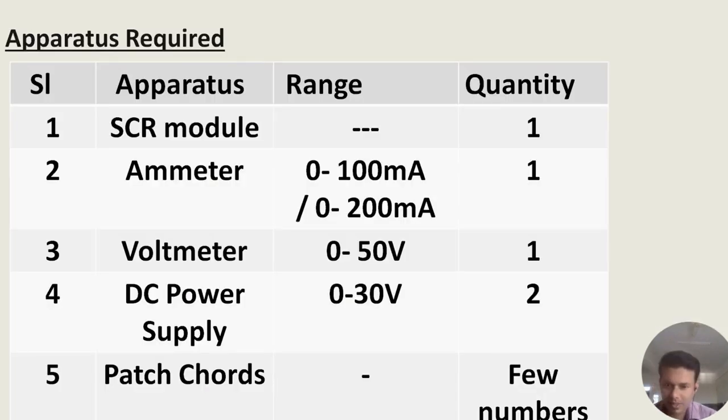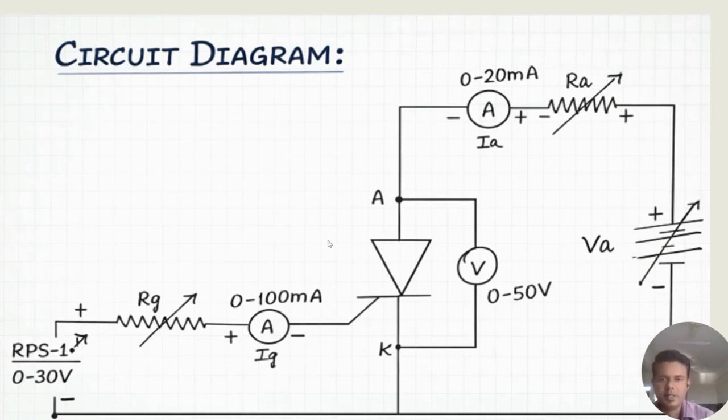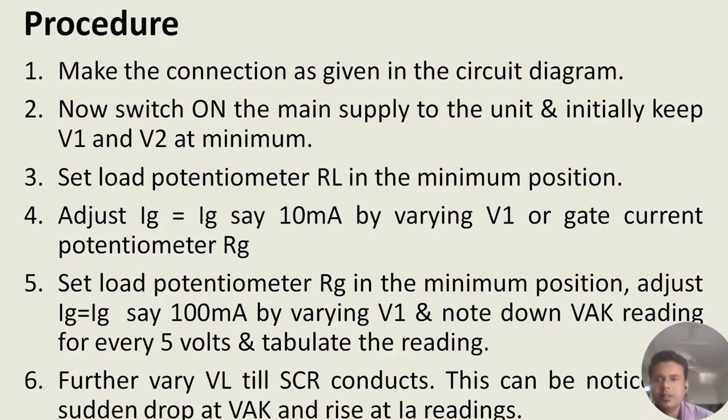Apparatus required: SCR module, ammeter, voltmeter, DC power supply, and patch cards. This is the actual circuit diagram. We have an RPS of 0 to 30 volts. We have the SCR, and we have another voltage source for the anode to cathode voltage, that is 0 to 30 volts. The SCR has the terminals anode, cathode, and gate. For the gate, we are given a supply of VGK, and for anode to cathode, we are given a supply of VAK.